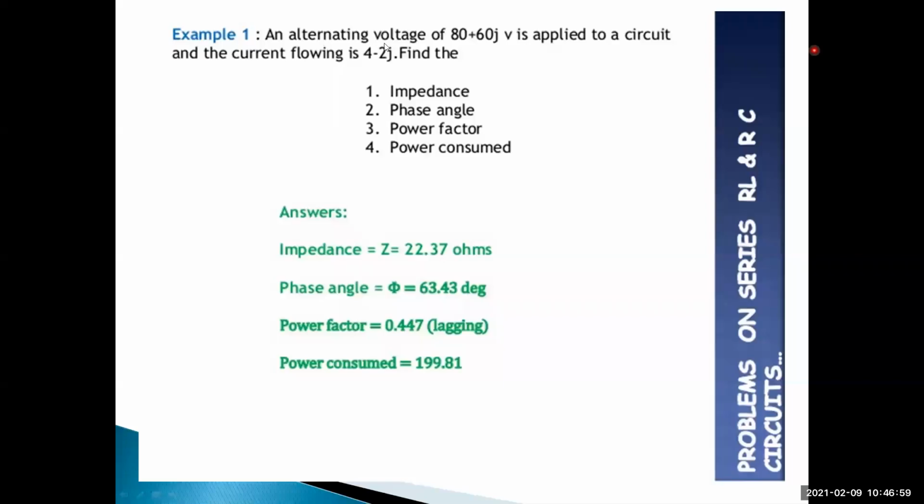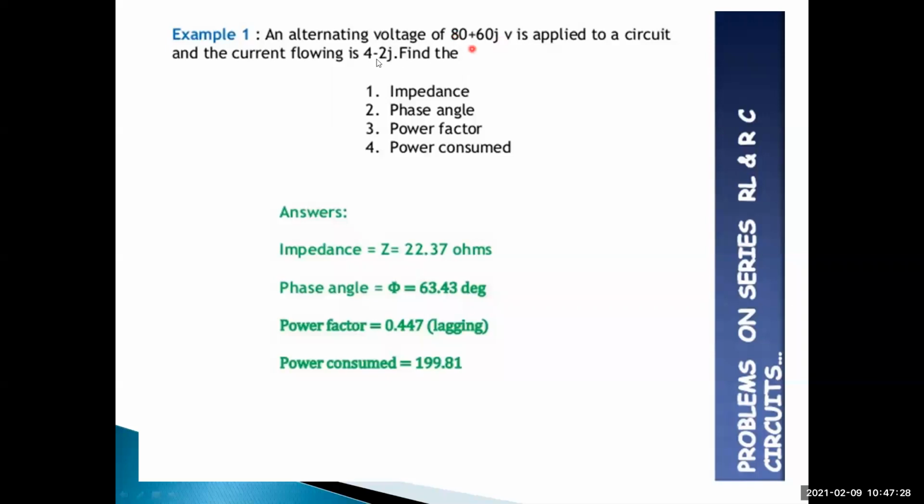An alternating voltage of 80 plus 60j volts is applied to a circuit, and the current flowing through it is 4 minus 2j. Find the impedance, phase angle, power factor, and power consumed. Don't write the answers yet. Understood?